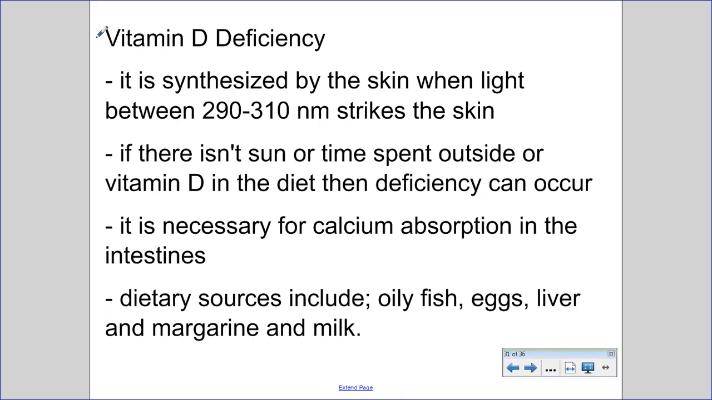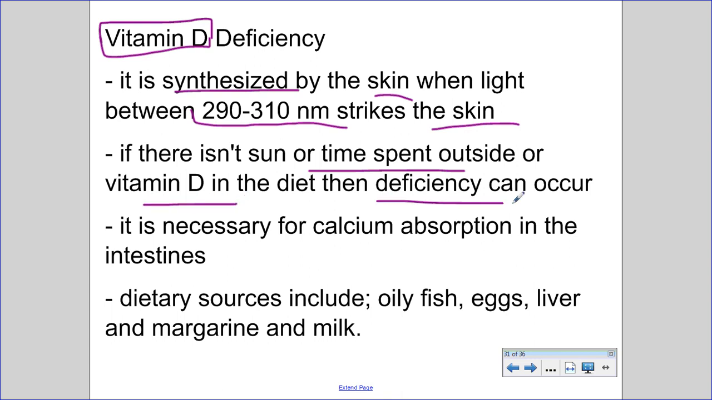Another deficiency is vitamin D deficiency, which we've talked about a little. We talked about vitamin C deficiency, but vitamin D deficiency is another deficiency that can be potentially detrimental. Vitamin D is synthesized by the skin when light between 290 and 310 nanometers strikes the skin. Basically, sunlight is going to promote the production of vitamin D. Vitamin D is also known as the sunshine vitamin. If there isn't sun or time spent outdoors or vitamin D in the diet, then deficiency can occur.